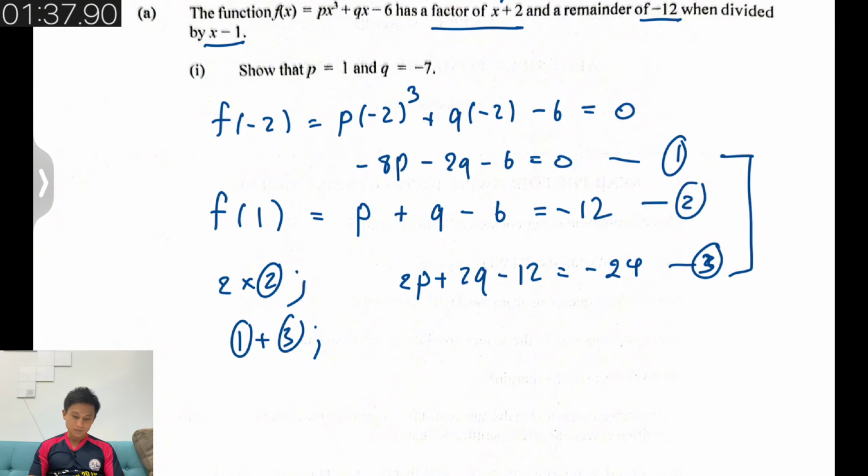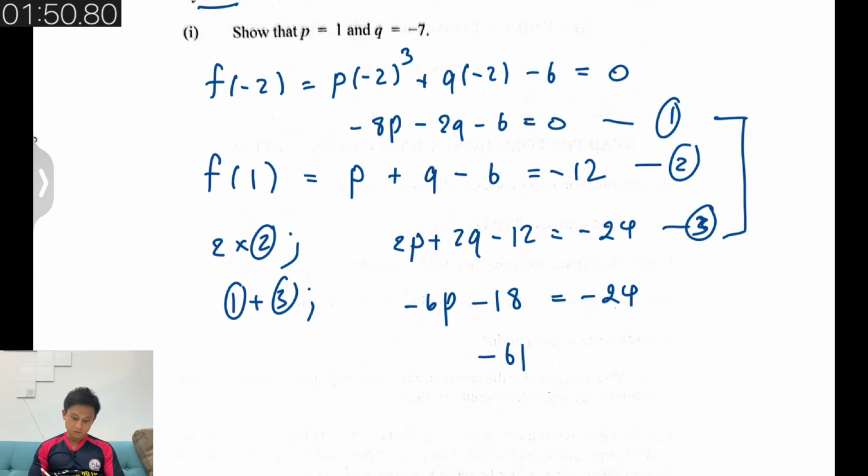Well, minus 8p plus 2p, I get minus 6p. Minus 2q plus 2q go away. And then I get minus 18 here equals minus 24. Well, if you add 18 on both sides, I'm going to get minus 6p equals minus 6, and p would be equal to 1 indeed.